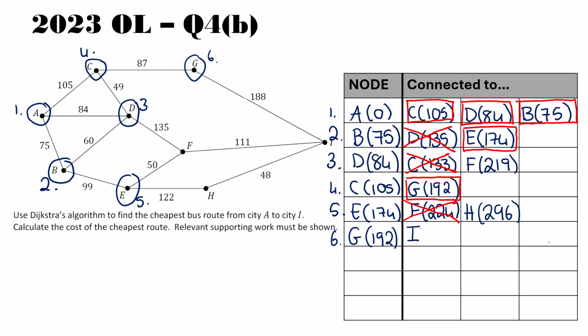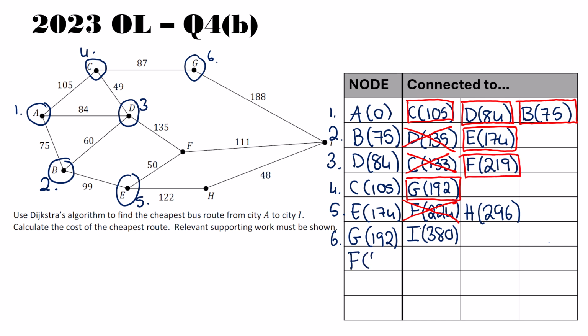If we add 188 and 192, we get 380. Now, don't get too excited. We have got to the end, but these are only working values. It doesn't matter when you get an I in there. Until it's locked in, we don't stop. We keep going. Our next smallest working node is our F, which is going to be 219.